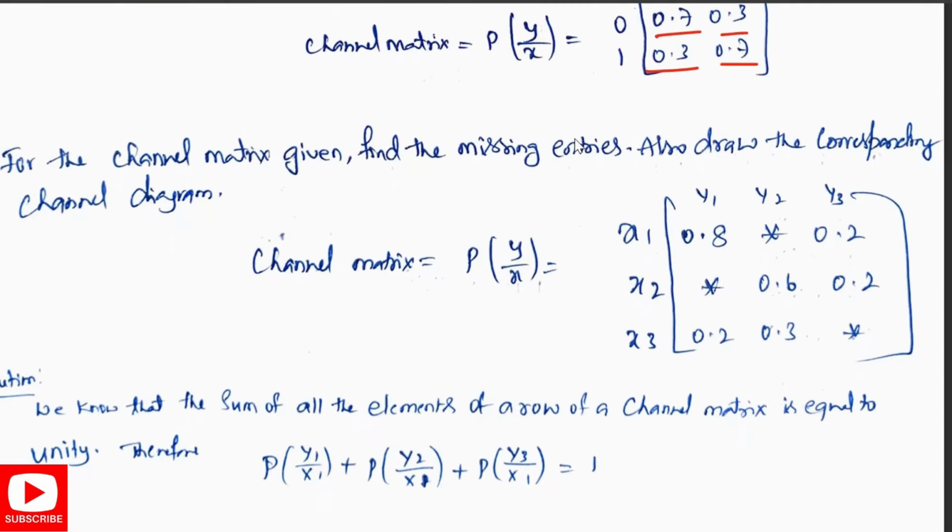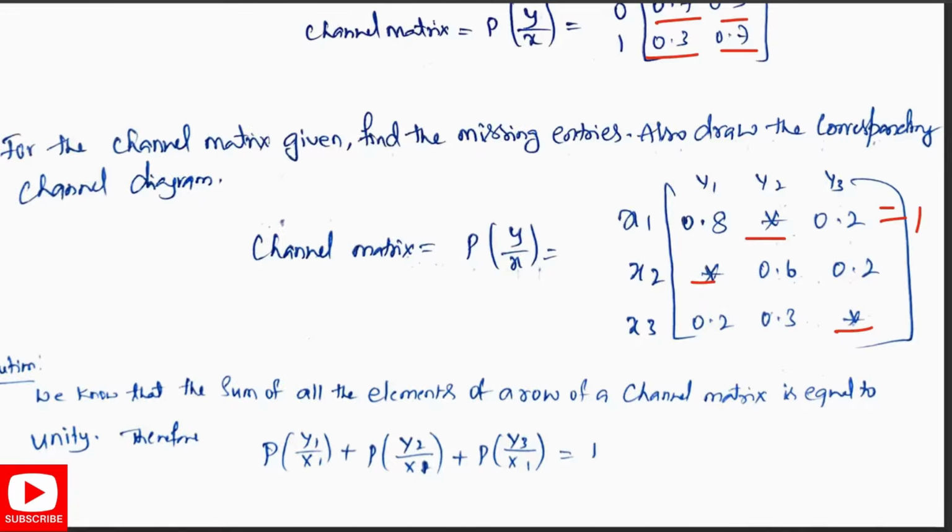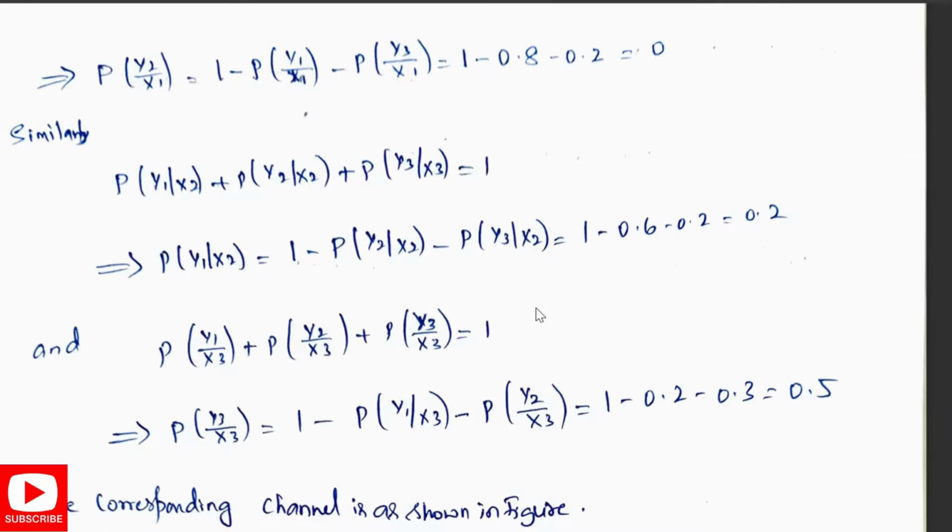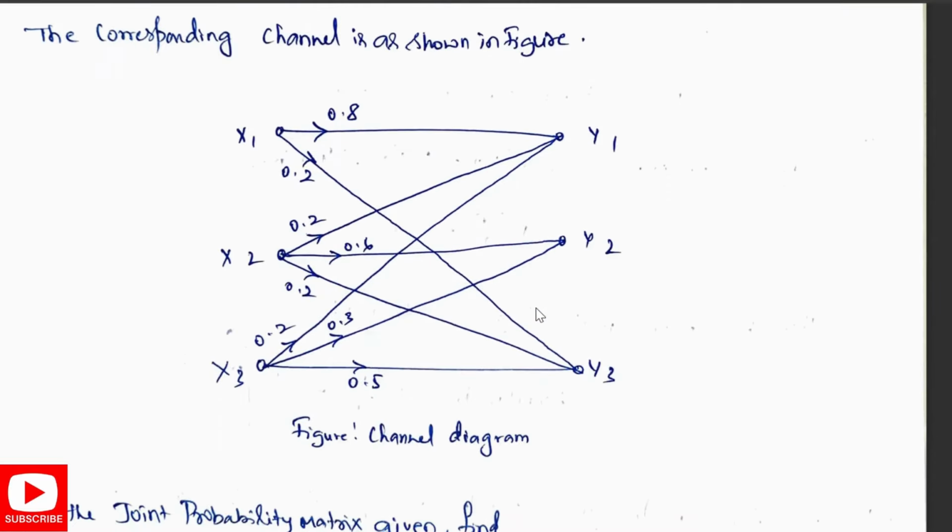Similarly, here for a channel matrix that is given, you need to find the missing entries and draw the corresponding channel diagram. We know that the summation of each row should be equal to 1. So let's see what values we should be getting there. Here it is 1 minus 0.8 minus 0.2. The first value is 0, second value is 0.2, third value is 0.5. And from that you need to draw. So 0.8 is going here, 0.2, 0.2, 0.6, 0.2. You can observe that this is equal to 1, this is equal to 1, and this is equal to 1.